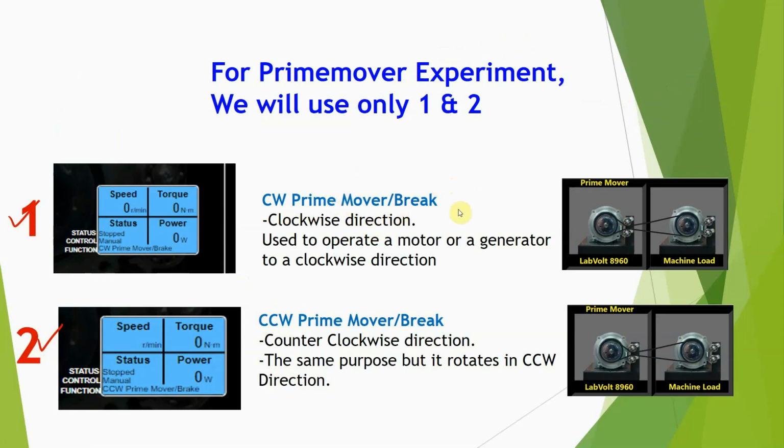This is clockwise prime mover brake and counterclockwise prime mover brake. And again, there is also a function that we can show here. This is actually corrected torque. We can also show a not corrected torque by pressing the function button for 5 seconds. This one will have a not corrected torque value.